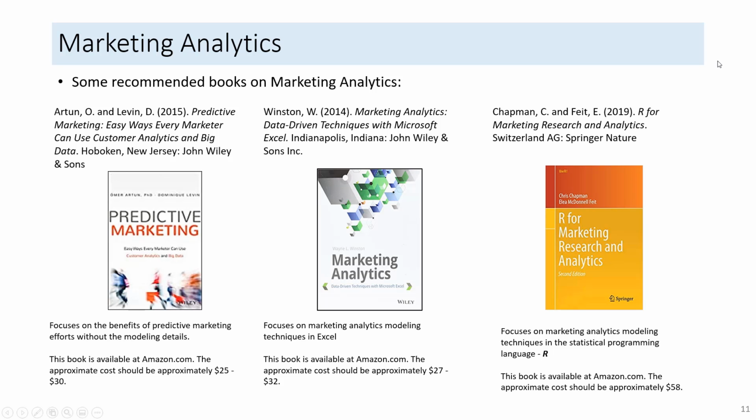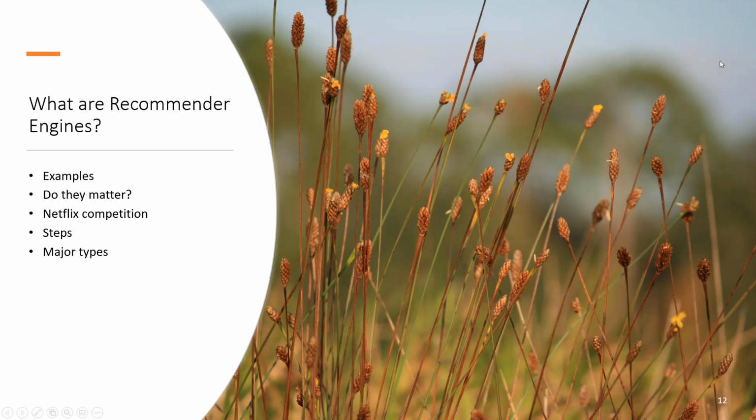All of the examples in his book are done in Excel. So the question is, what are recommender engines? Do they matter? I'm going to talk a little bit about the Netflix competition if you've never heard of that, and then talk about the steps that are involved in creating a recommender engine, and then talk lastly about the major types. After we finish this section, I'll close this video off and then we'll go into the step-by-step approach to doing it in Excel.